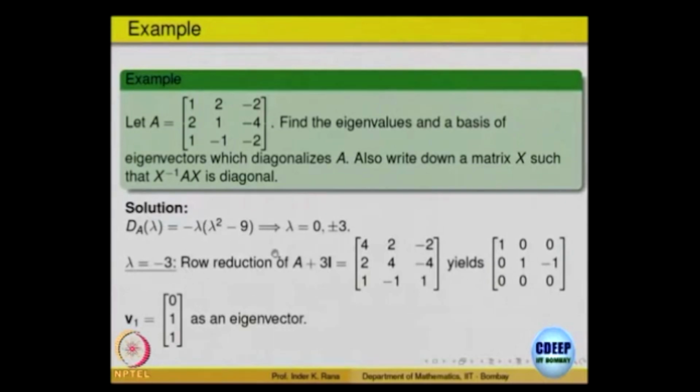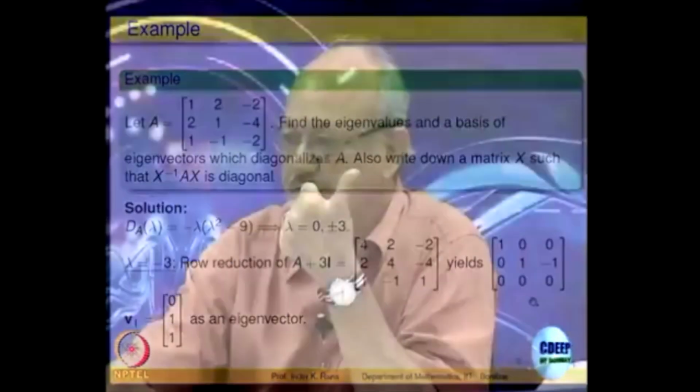For lambda equal to minus 3, what will be the matrix we will be looking at? A minus lambda I. So lambda is minus 3, so it becomes A plus 3I, right. So that is the matrix. And how do you find the null space or nullity? You have to reduce it to the row echelon form. So we are given here the row echelon form, which is this. Once that is the row echelon form, what is the rank of the matrix? The rank of the matrix is 2. So what is the nullity? 1, right. So the eigenspace or the null space for this has only got dimension 1.